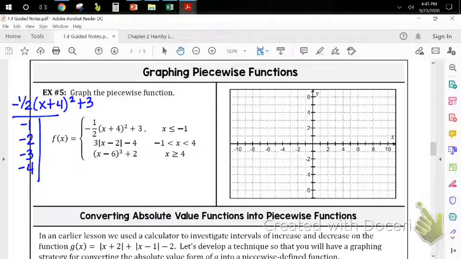But be careful because this is quadratic and it opens down. I know it's going to be a piece of this, and I probably need to make sure that that vertex is included if possible. So I may have to add some more numbers onto my table here. So I'm going to go to my calculator and type this in. I'm going to go to my y equals.